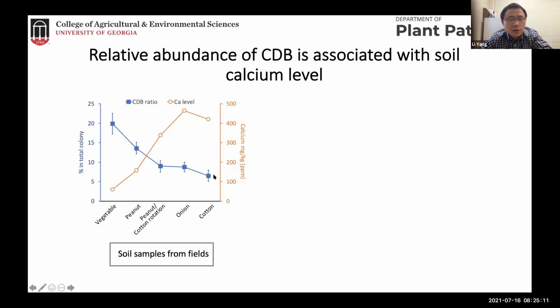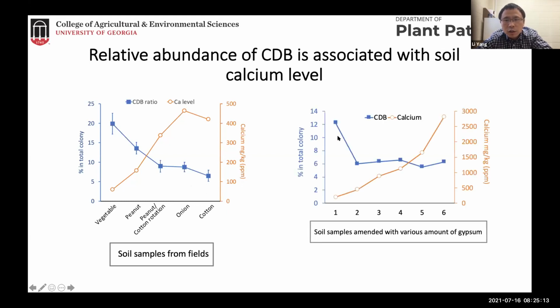there are other factors. So Alan further looked into this interesting observation by artificially adding gypsum into one type of soil sample. And this creates a gradient of calcium from about 200 ppm to 3000 ppm. And there's still a negative correlation between the CDB population and the calcium level.